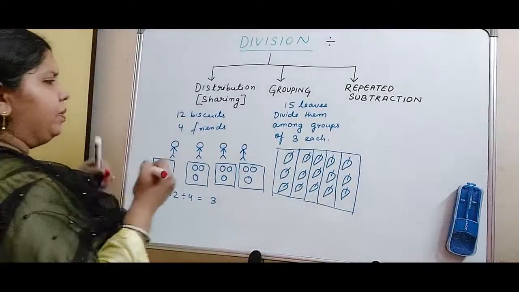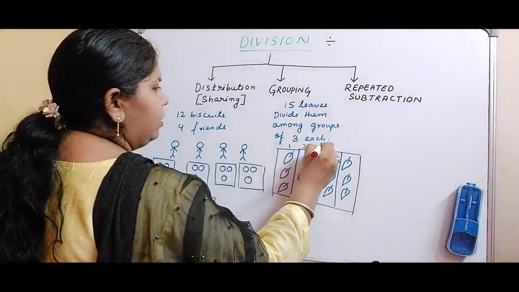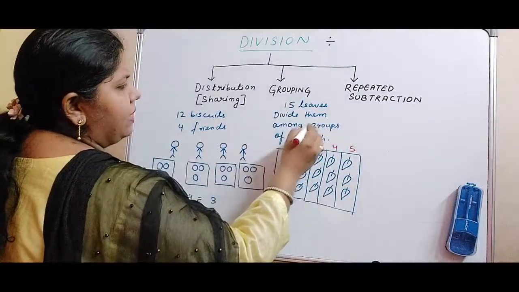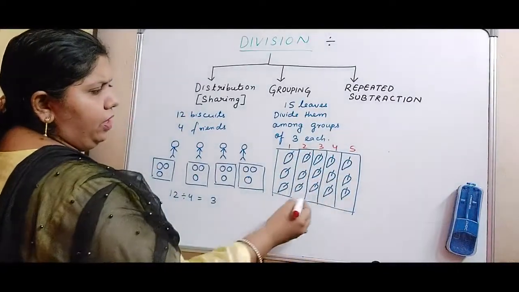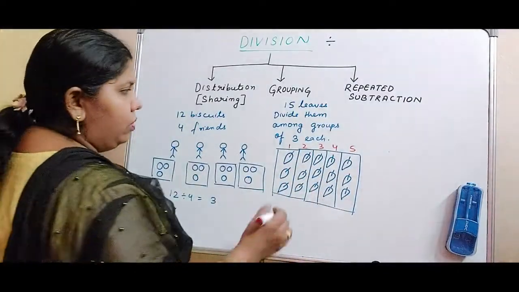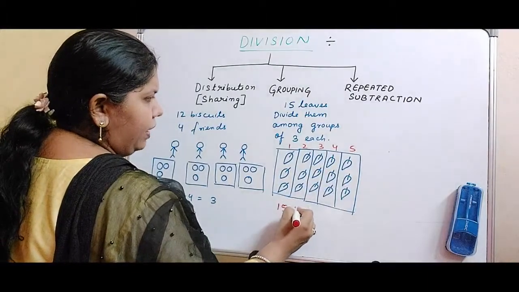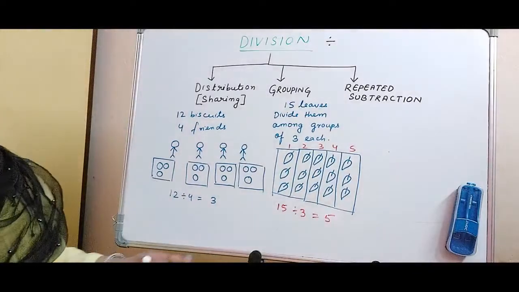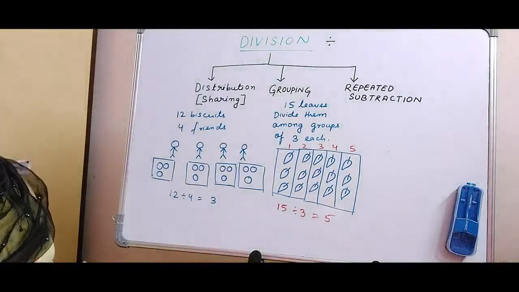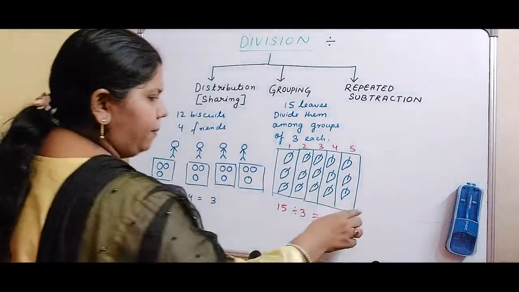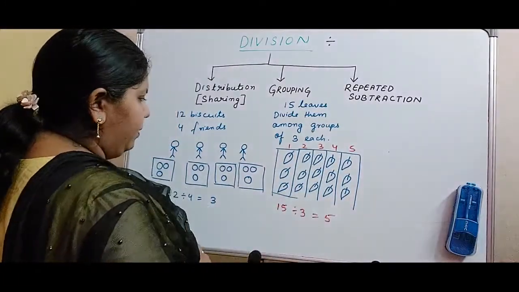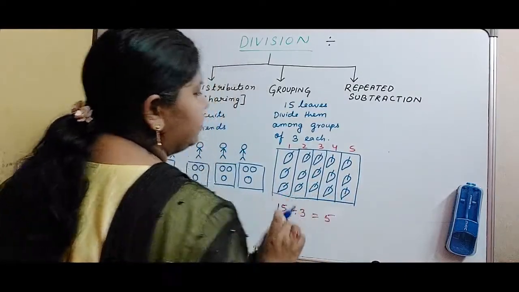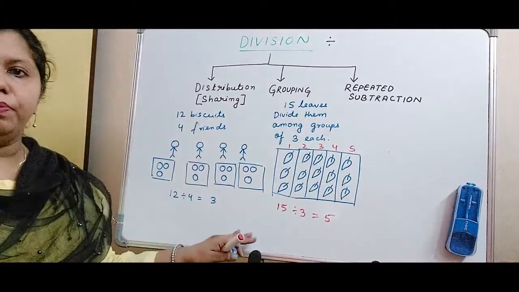I am writing the group numbers 1, 2, 3, 4, 5. So we can see that 15 leaves are divided into 5 groups of 3 each. Yes or no? So in other words, we can write 15 divided by 3 is equal to 5. So this is what you call grouping.